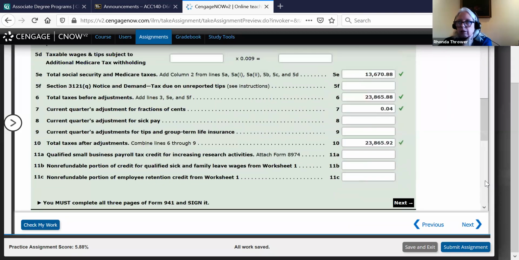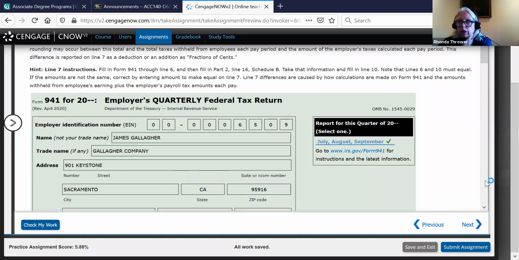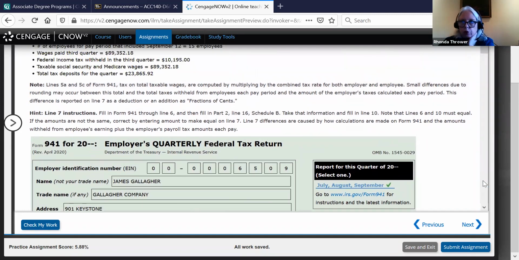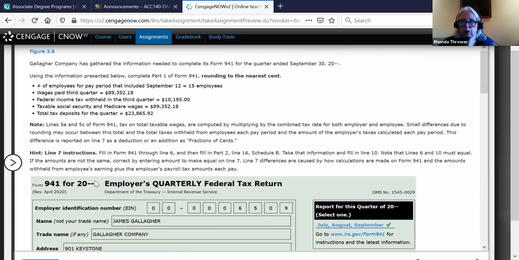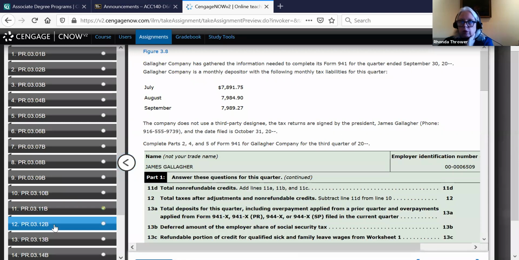And it looks like we're all okay for this problem. So I'm going to move on to the next part of this problem, which is the next problem, which would be problem 3-12B. So we're going to look at 12B now.